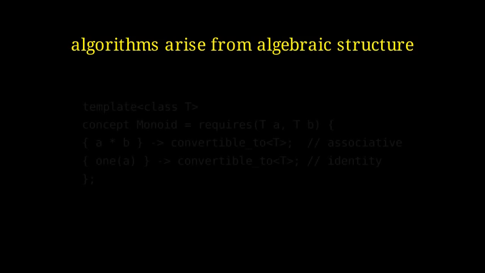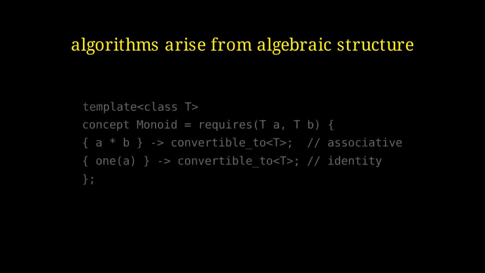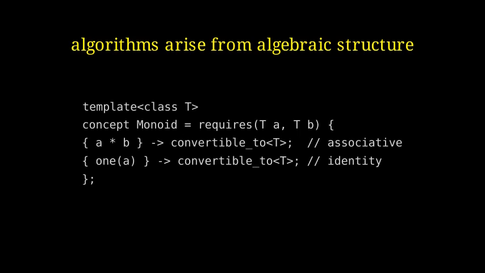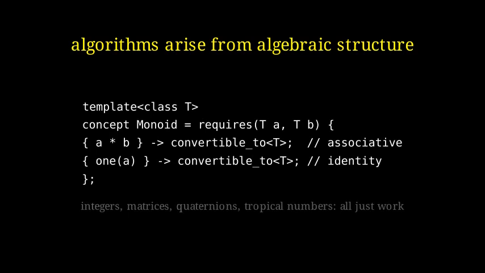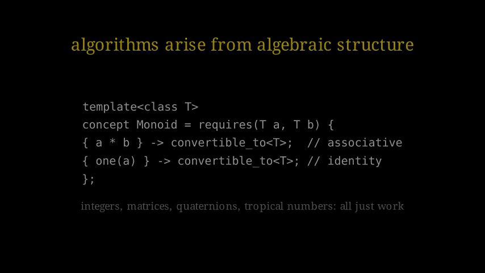In modern C++, you can write that requirement down as a concept, the exact interface power needs. Any type that provides it, integers, matrices, quaternions, tropical numbers, simply works with no special cases. So where do you actually start? The lesson runs backward from how we usually code. Do not start with the algorithm. Start with the structure. See the structure first, and the algorithm follows.